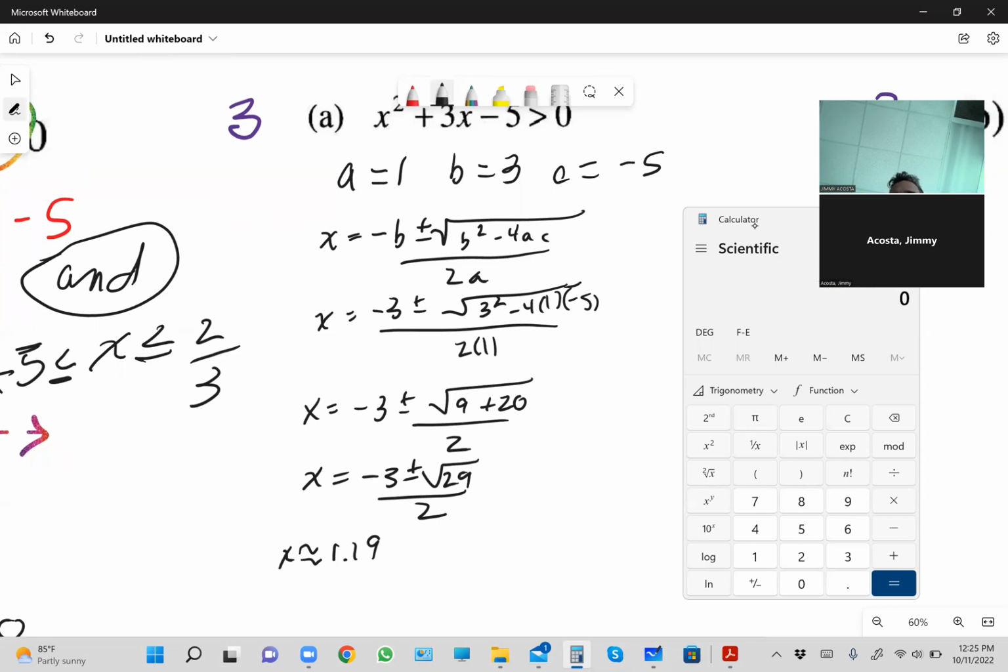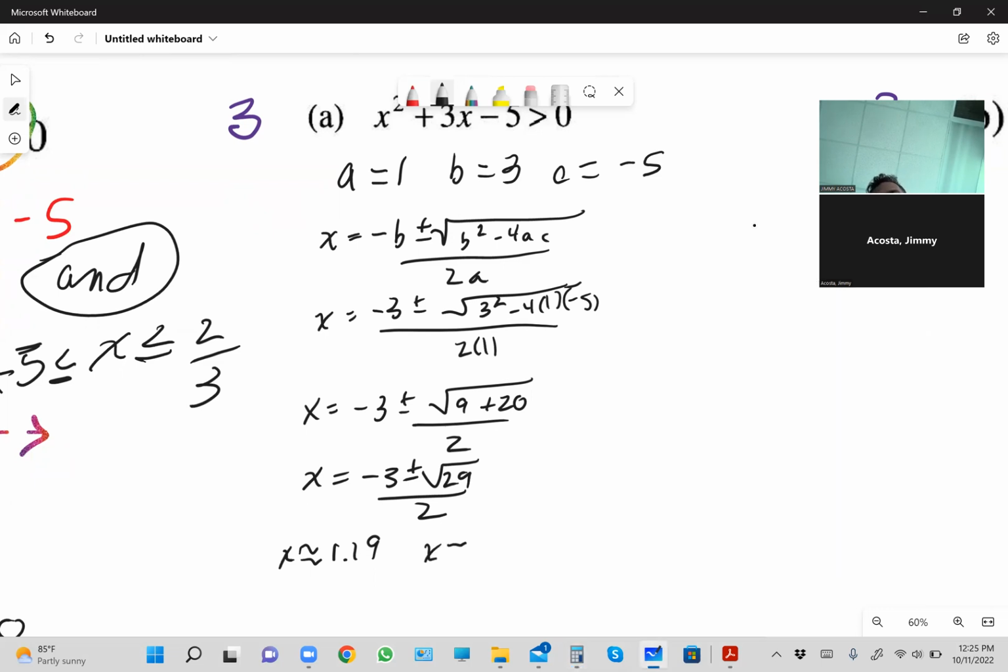And so negative 3 minus square root of 29 equals, and divide that by 2. And so x is also approximately negative 4.19. So we got that just by executing negative 3 minus the square root of 29 divided by 2. Just do it on your calculator. Make sure you get the same.